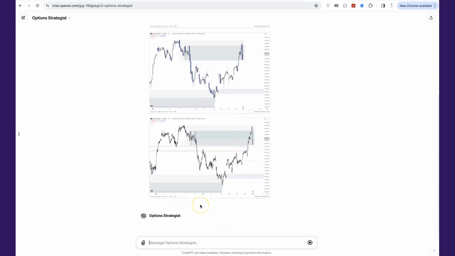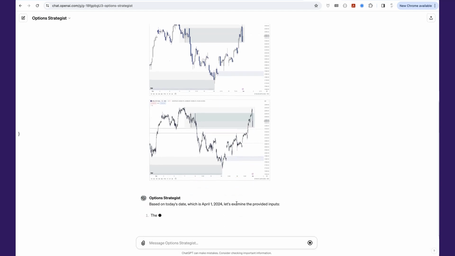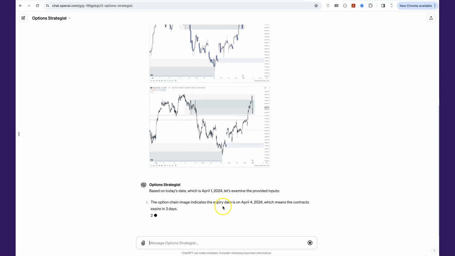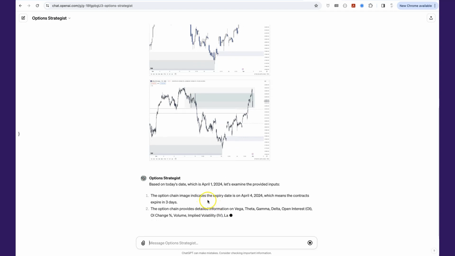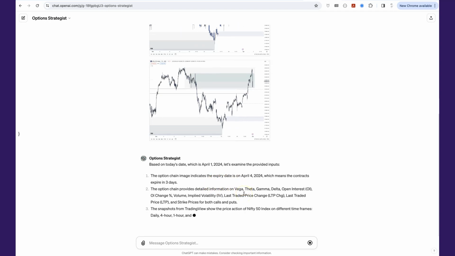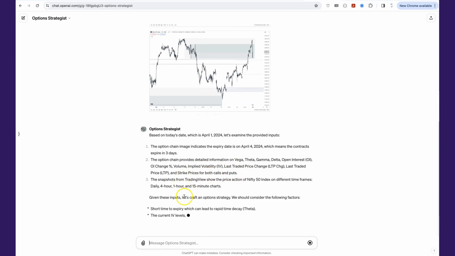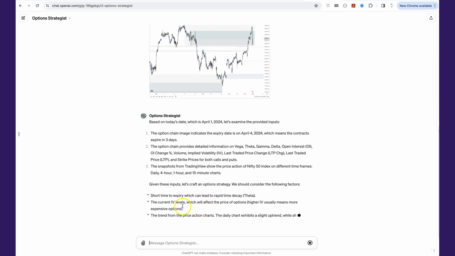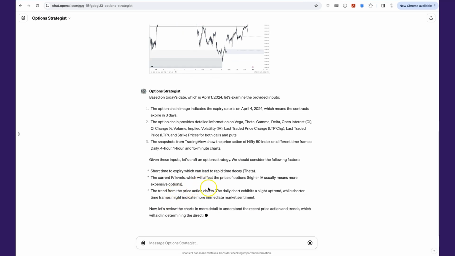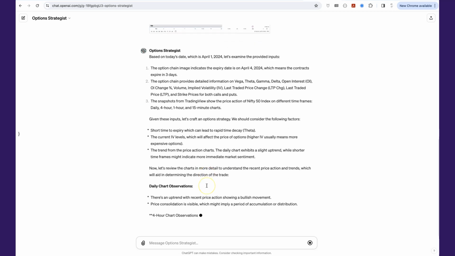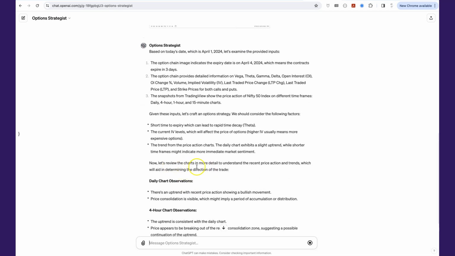So it's analyzing and it says, based on today's date, let's examine the provided inputs. The option image indicates the expiry as so and so. So it's reading all of this. Given these inputs, let's craft an option strategy. We would consider the following factors: short time to expiry, which can lead to rapid time decay; current IV levels, which will affect the price. So now let's review the charts in more detail to understand the recent price action.